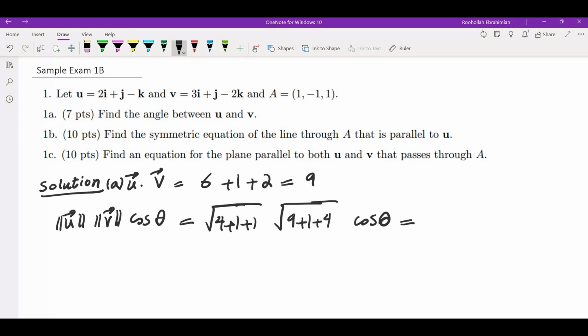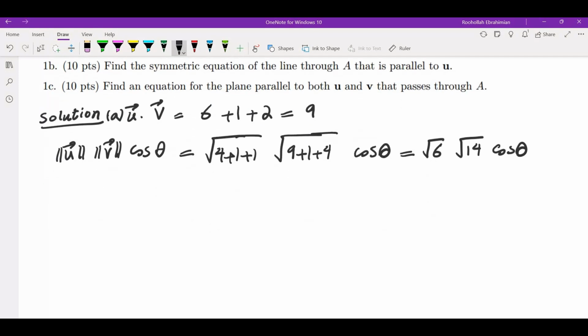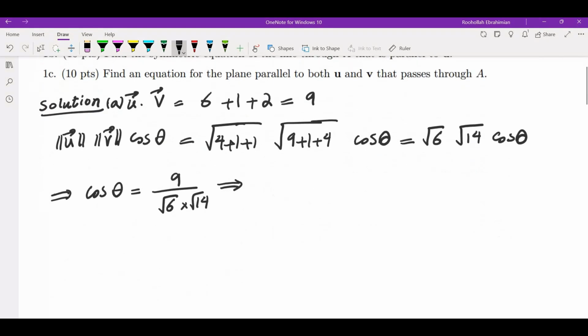So let's evaluate this. We get root 6 times root 14 times cosine of theta. So what does that tell us? It means cosine of theta would be 9 over root 6 times root 14. And what is theta? Theta would be just cosine inverse of that. They didn't ask us to simplify, so we could just leave it like that. So that would be an acceptable answer.